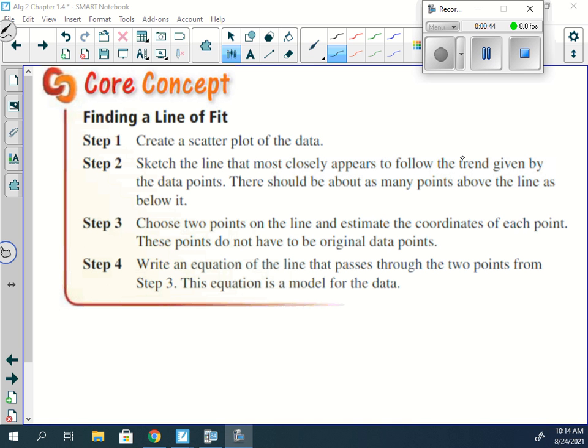And this is one of the reasons we won't have a specific assignment on it, because it's, again, sketch a line that most closely appears to follow the trend. Well, my line is going to be different than any of y'all's lines, because again, it's going to be where we think it best models it. So it's hard to give a solid, this is the line.